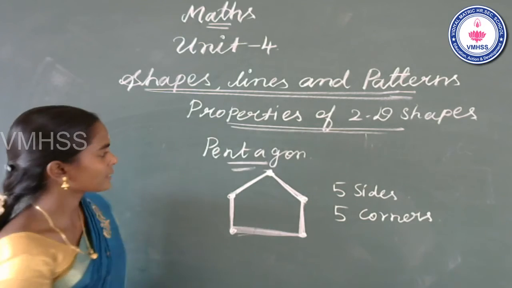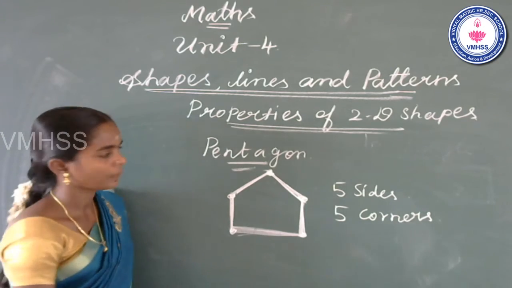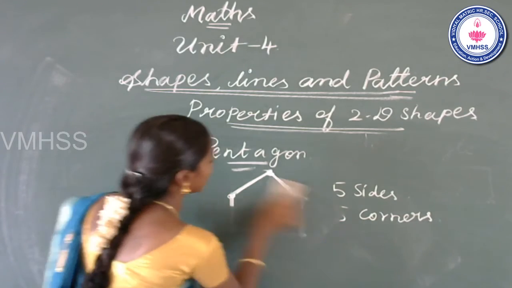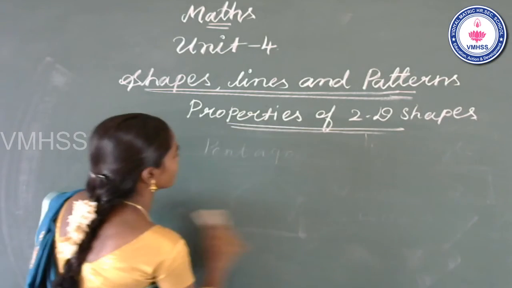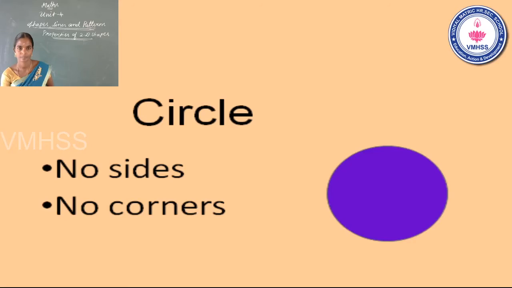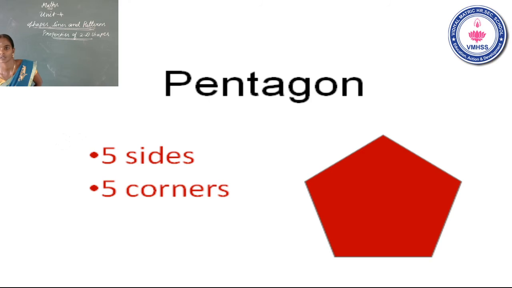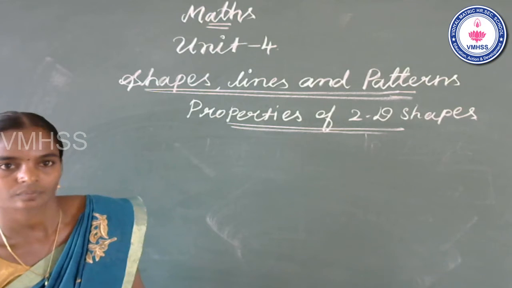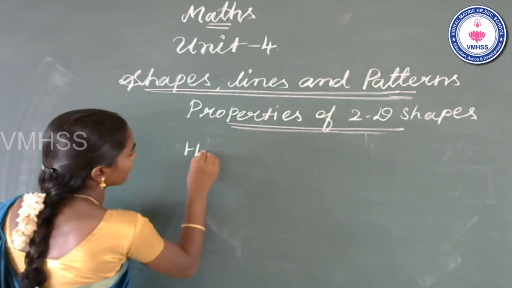Okay, children. Next we see the hexagon shape. Pentagon, five sides and five corners. Next we see the hexagon shape. Children, listen here. Look at the slide. Next one, hexagon.